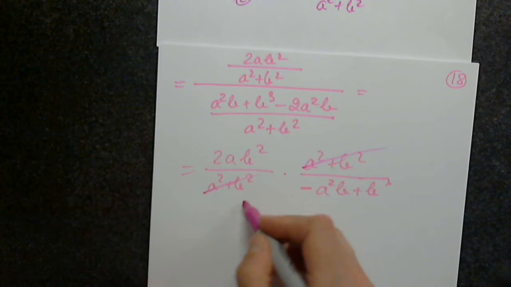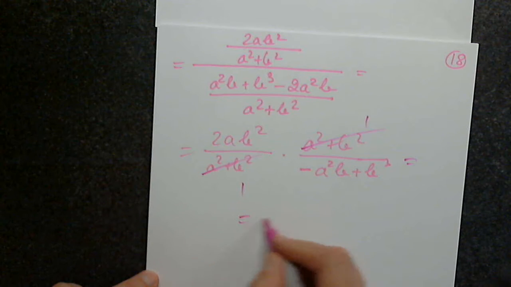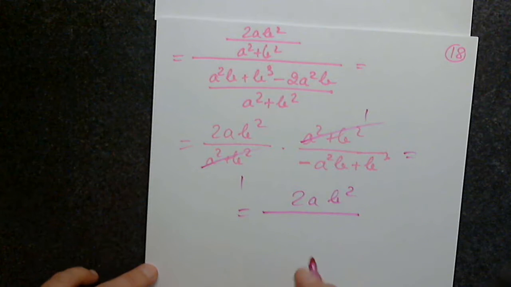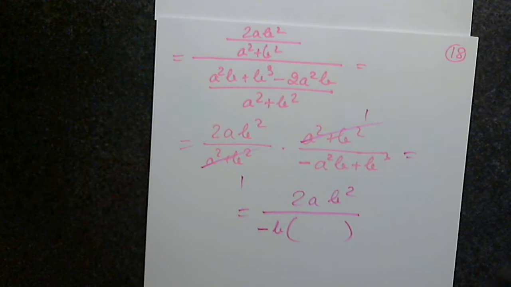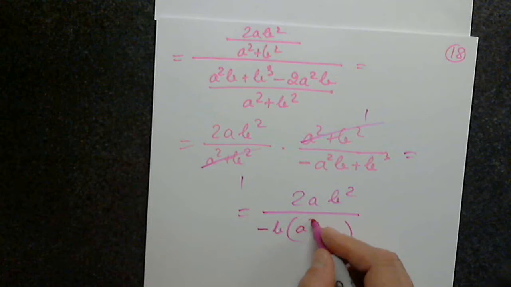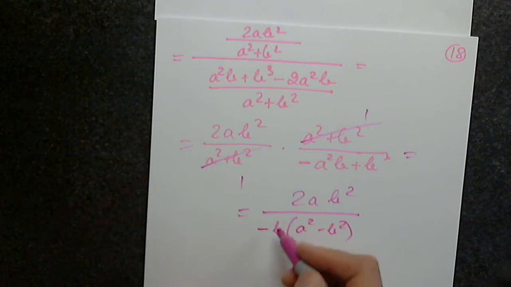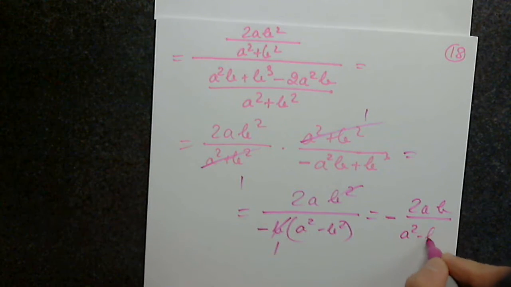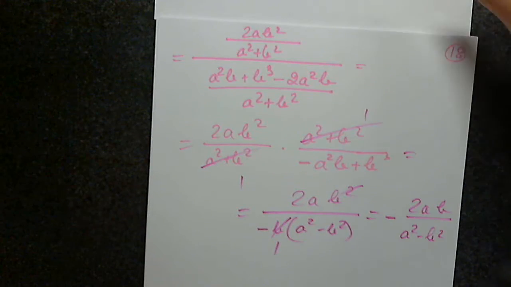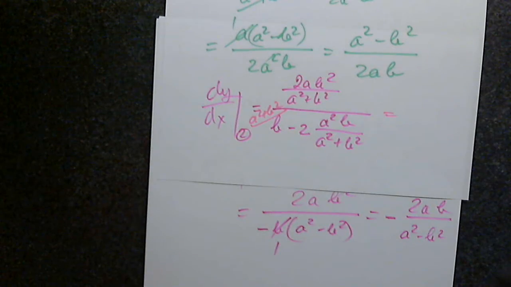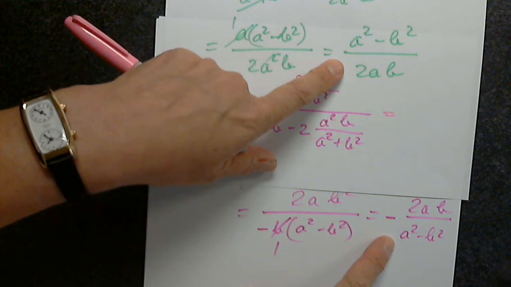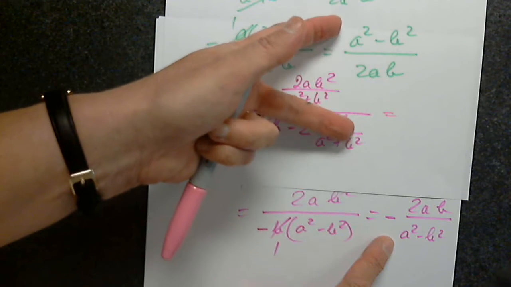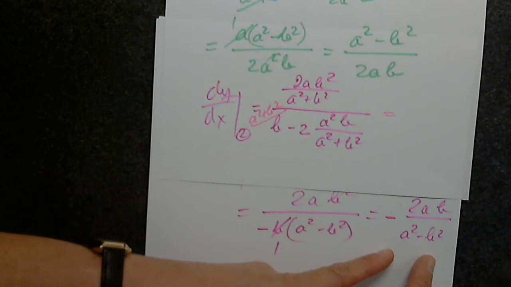So these two go away. And I will have to factor out what in the denominator? A negative b. So then we have a squared minus b squared. A b goes away. So negative 2ab over a squared minus b squared. What did we say we were expecting? We're expecting the negative 2ab over a squared minus b squared.